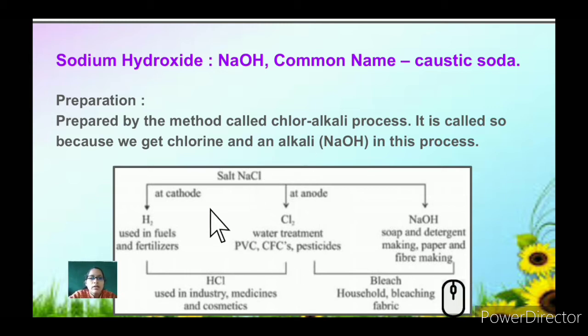You have seen the products: hydrogen, chlorine and sodium hydroxide. Sodium hydroxide is an alkali, so it is used in the formation of soap and detergent. It is also used in making paper and fiber. So what happens when sodium hydroxide is combined with chlorine? Sodium hydroxide and chlorine form a bleach, used for bleaching fabric, and it is also used in households as a bleach.